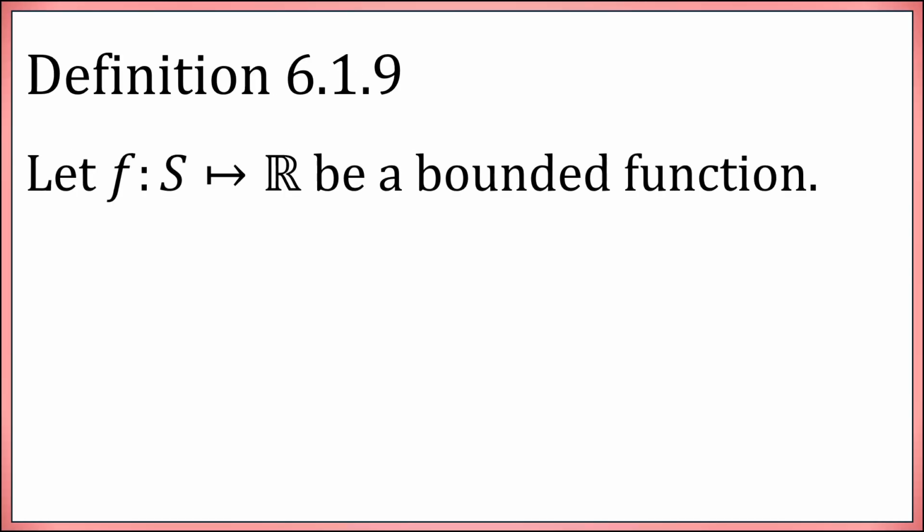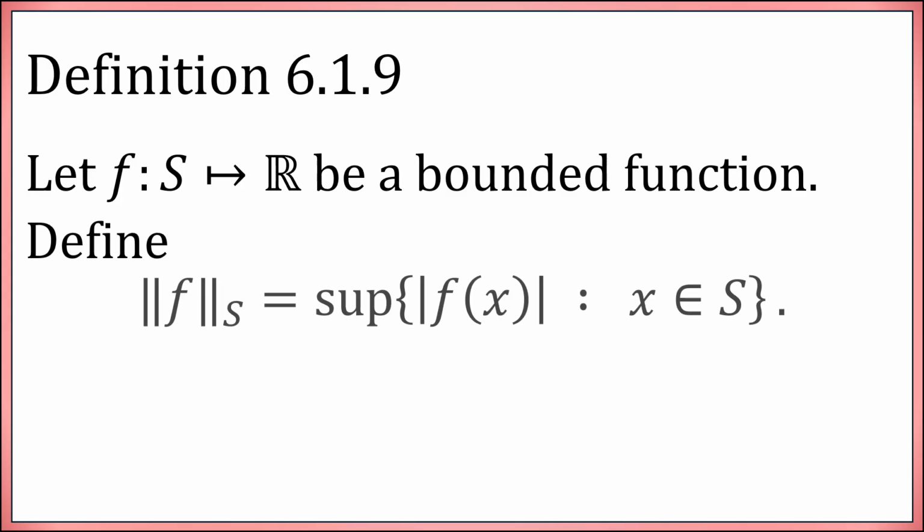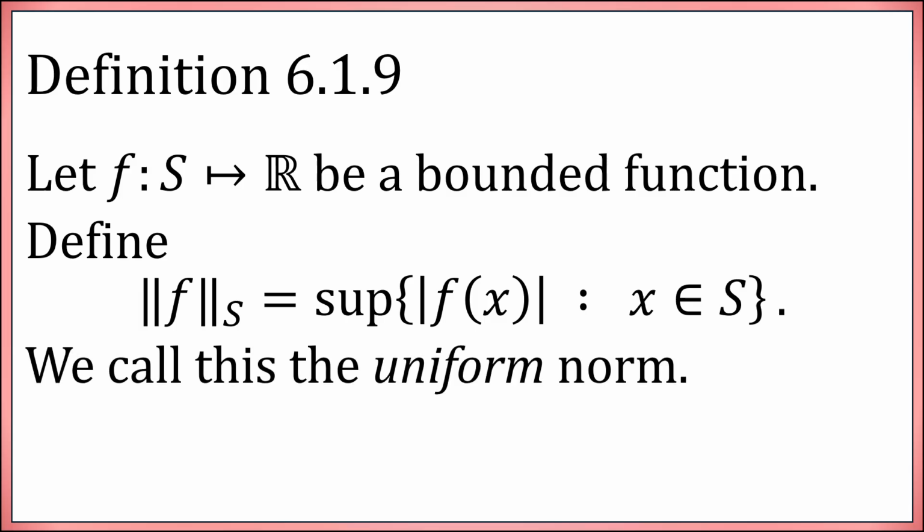So definition 6.1.9, suppose you have a bounded function f on a set S. We define the S norm of f to be the supremum of the absolute value of f(x) on the set S. So across the set, take the absolute value of the function and take the sup of that. Having assumed that the function is bounded is to assume that this supremum is a finite number. We call this the uniform norm.